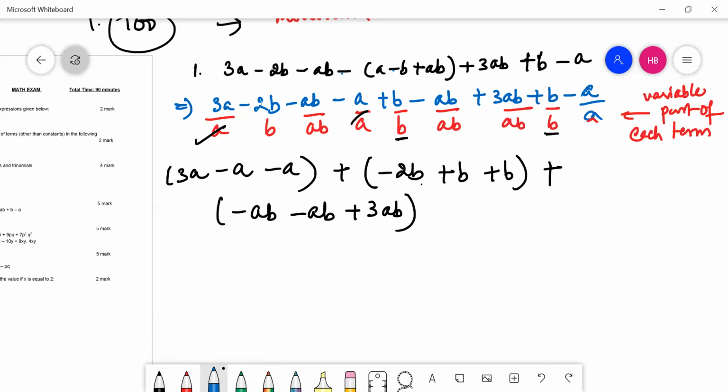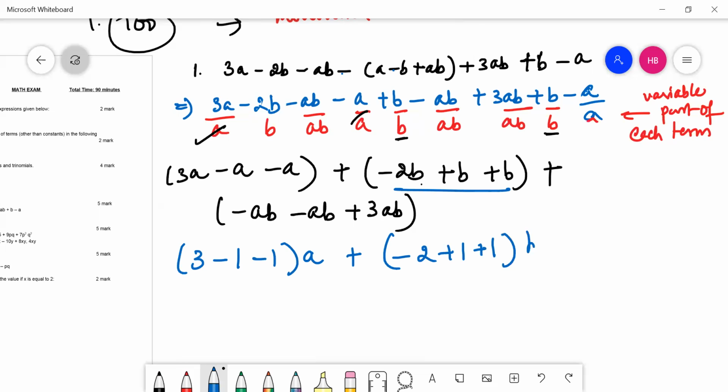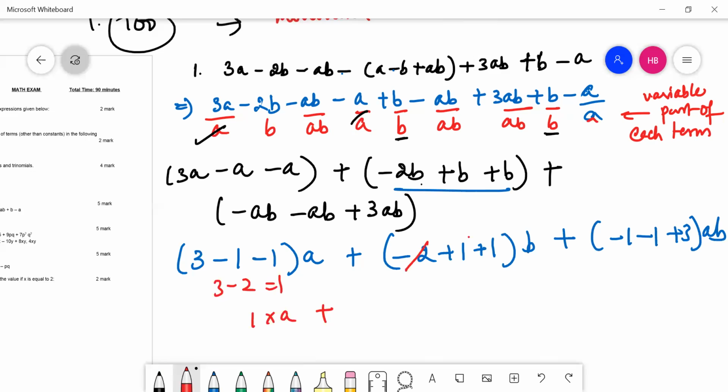Okay. Now since I clubbed all the like terms together, I'm going to take the coefficient of each term and write it together. So 3 is 3, minus a is minus 1, minus a is minus 1, and I'm going to write a outside. Again same for this bracket also, minus 2 plus 1 will be minus 1, plus 3ab. So now 3 minus 1 minus 1, which is 3 minus 2, which will give me 1. So it would be 1 into a, plus minus 2 plus 1 will cancel out. So 0 into b will give me 0 only.